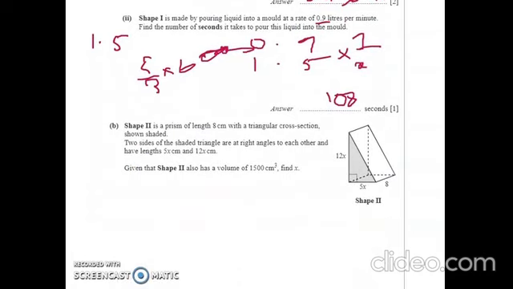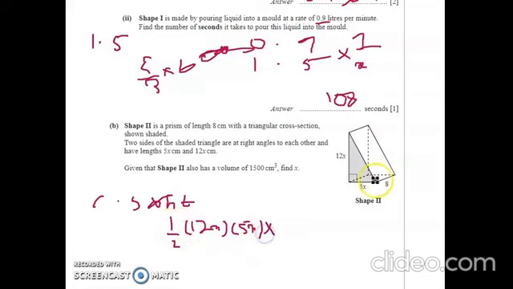Okay. Shape 2 is a prism of length 8 centimeter with a triangular cross section. 5x, 12x are the sides. Given that shape 2 also has a volume of 1500, we have to find x. So basically what will we do? We will do cross section into height. So the area of cross section will be half base into height. Base is 5x and height is 12x. So this is area of cross section into the height. This will be the height basically. This is 8. Right? So this will be 1500.